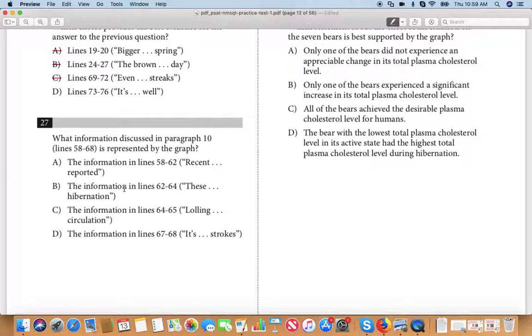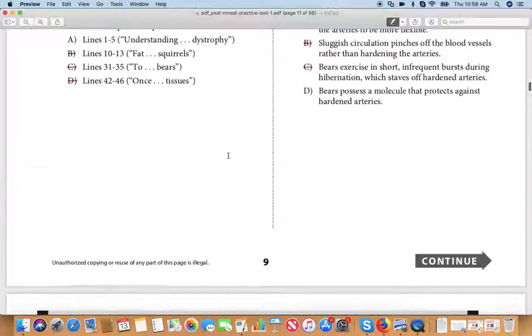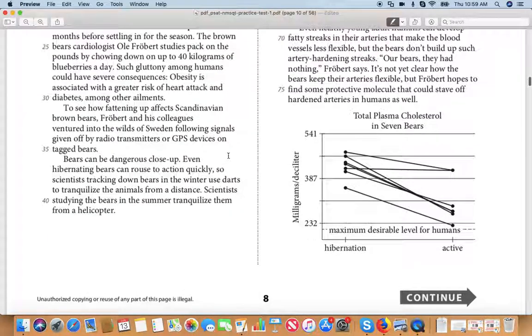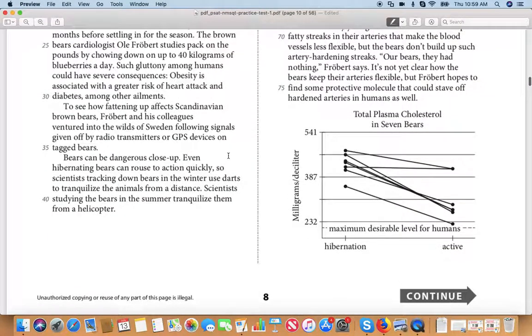Okay? So in fact, before we do that, let's do some graph analysis. I take that back. Let's do graph analysis. So we've got the graph here. We do this approach the same way in the writing and language section, Blaze, as we do in the math section. Start with the title, then the y-axis going up and down, the x-axis going left and right. Look for a key if there is one, and then lastly, look at the data. So go ahead and read the title for me, please. Total plasma cholesterol in 7 bears.